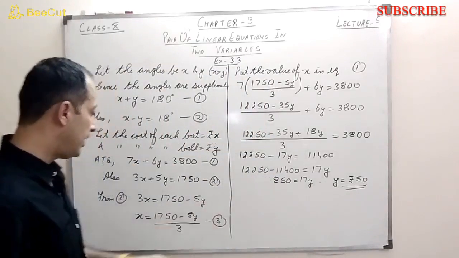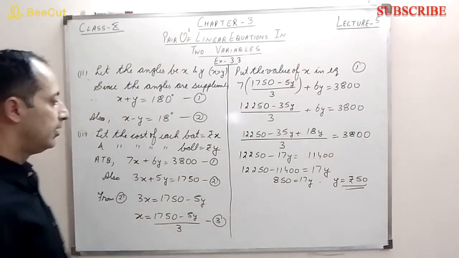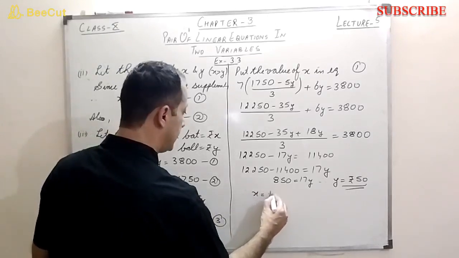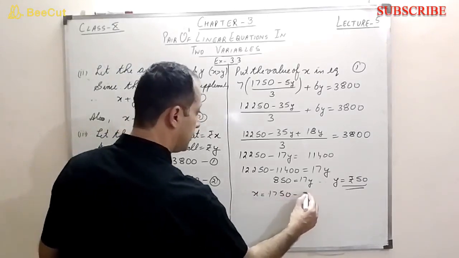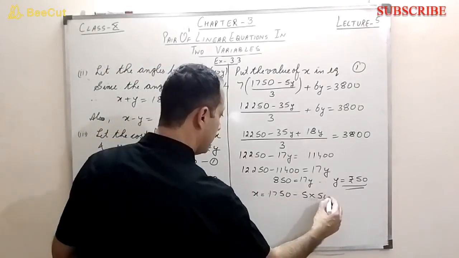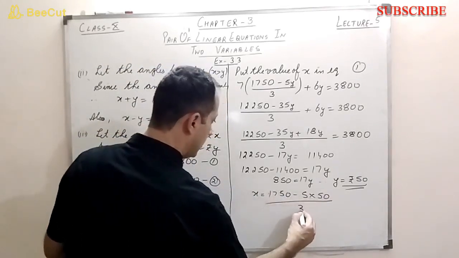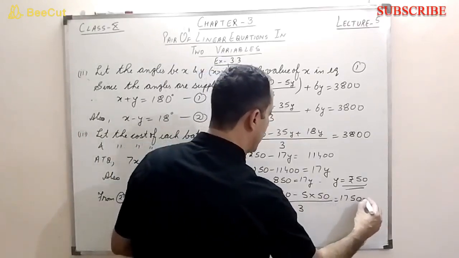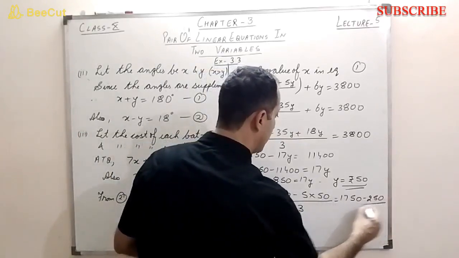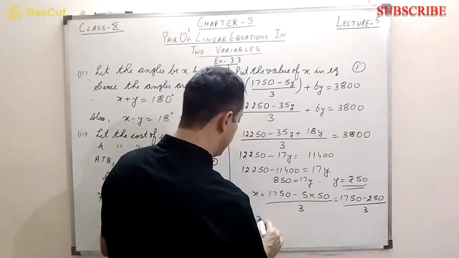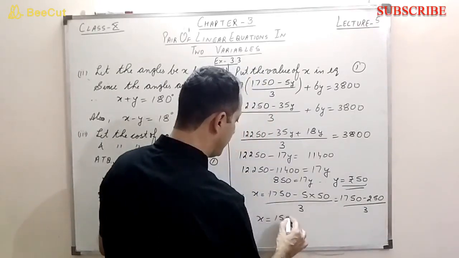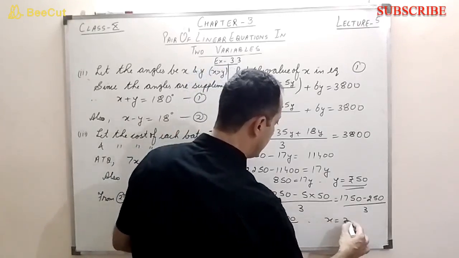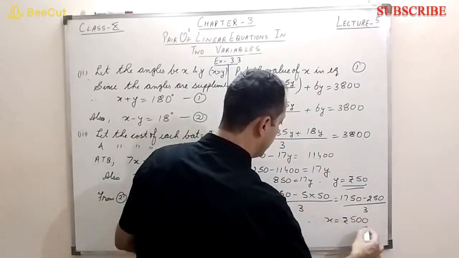Now I put the value of y, that is 50, in the third one, to get the value of x. So therefore x equals 1750 minus 5 into 50 upon 3. So this is 1750 minus 250 upon 3. So x gets to be 1500 by 3. So therefore x is rupees 500.